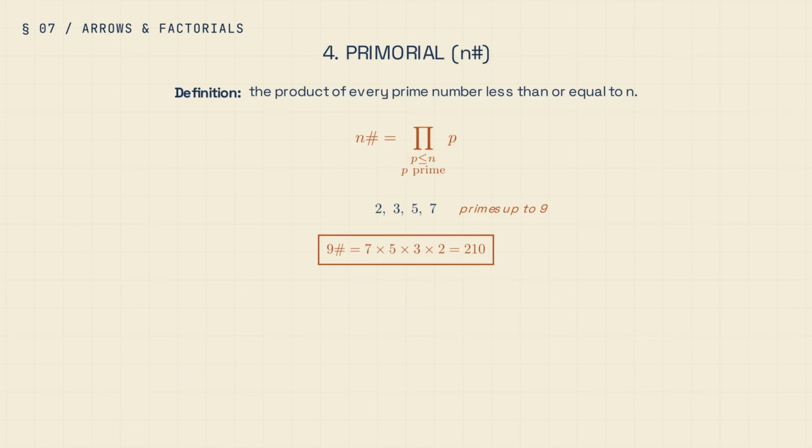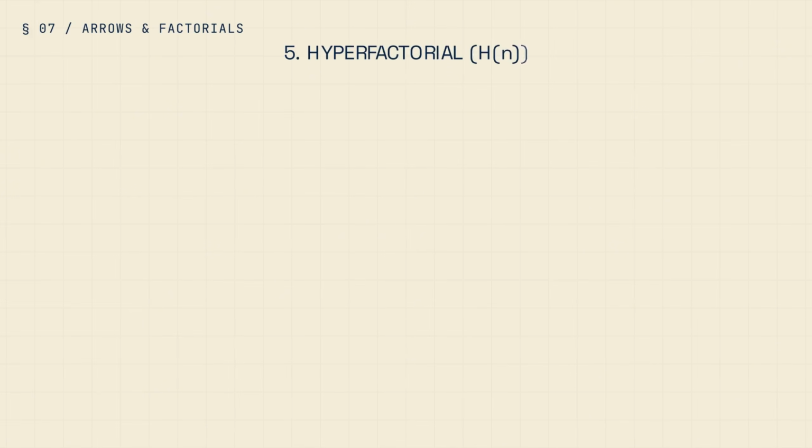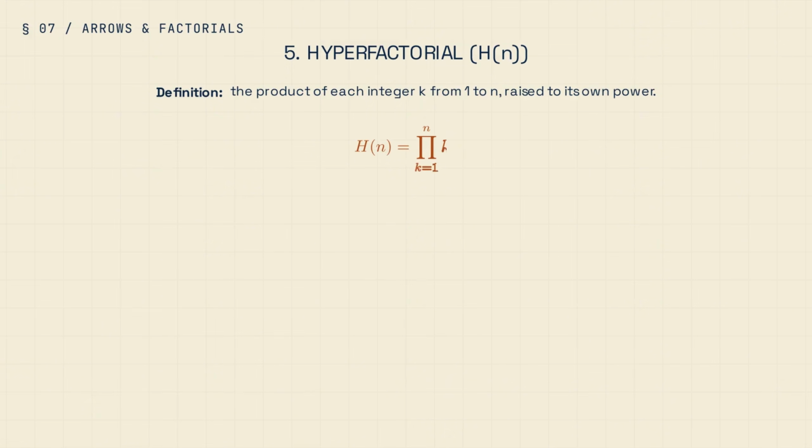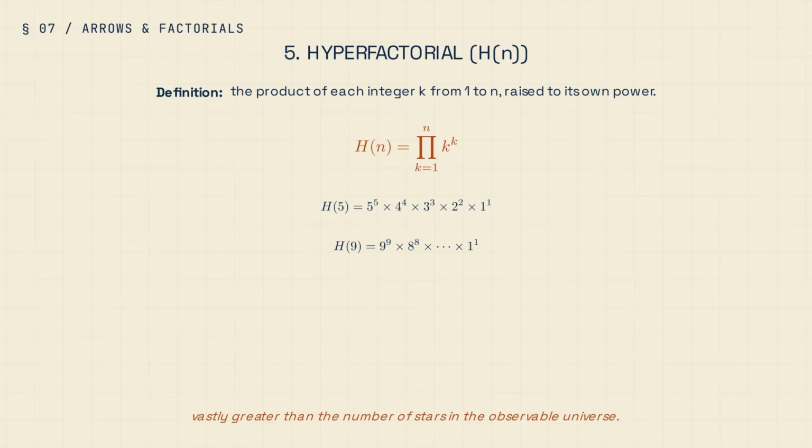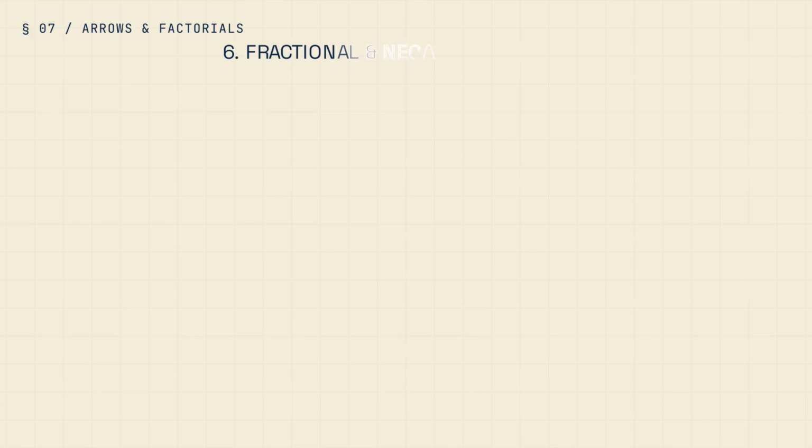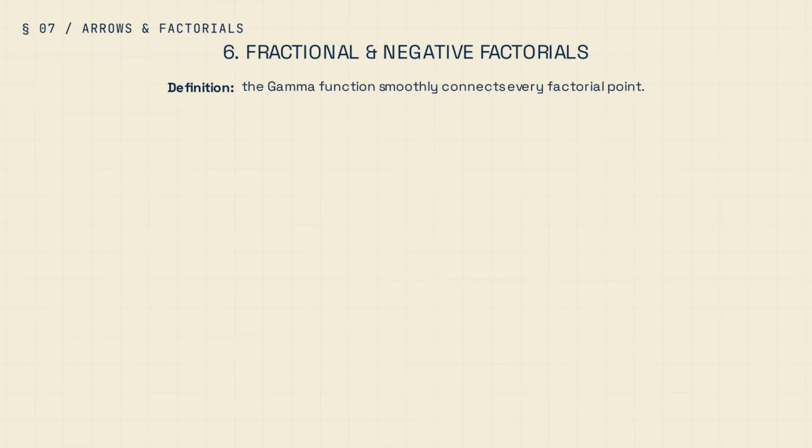And then hyperfactorials are numbers which take integers k from 1 to n and raise each one to its own power. Like hyperfactorial 5 is 5 to the power of 5 times 4 to the power of 4 times 3 to the power of 3 times 2 to the power of 2 times 1 to the power of 1. H of 9 keeps that pattern going all the way up. The result is really large, even larger than the 3 to the power of 7.6 trillion that we saw.